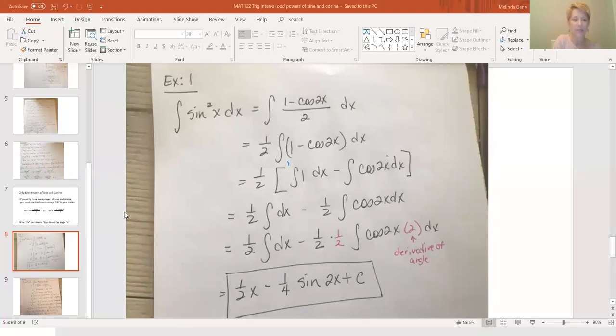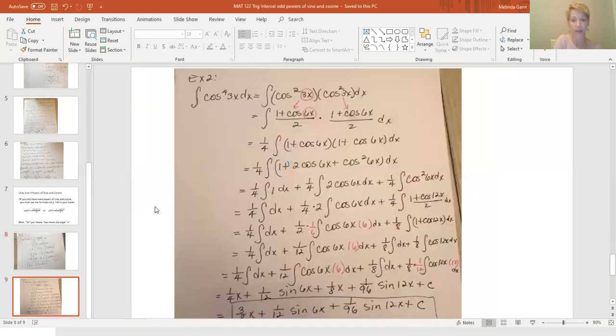Now, sometimes it doesn't get harder, but it does get longer. Here's what I mean. I don't have an odd power, so I can't save one. This also happens when you have a mixture of sines and cosines. If you only have even powers, then you have to use those substitutions on page 532. So cosine squared is 1 plus cosine of twice the angle over 2.